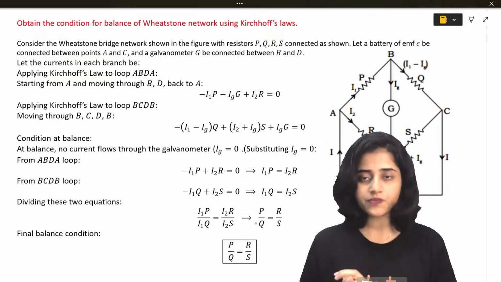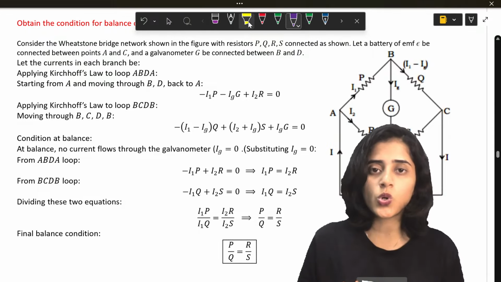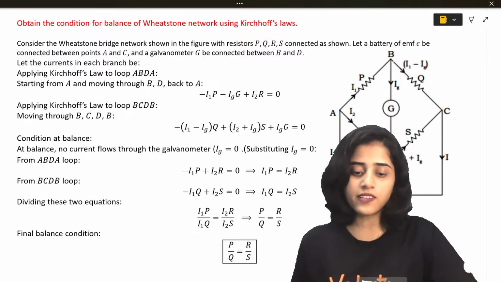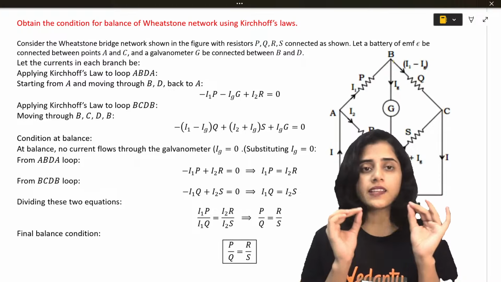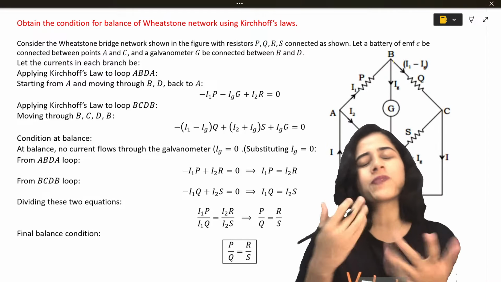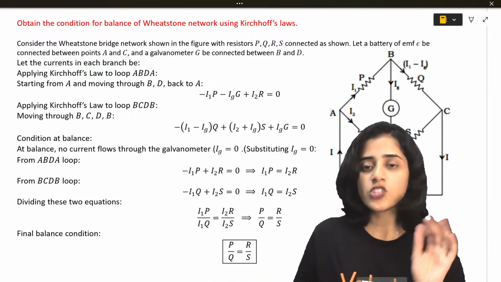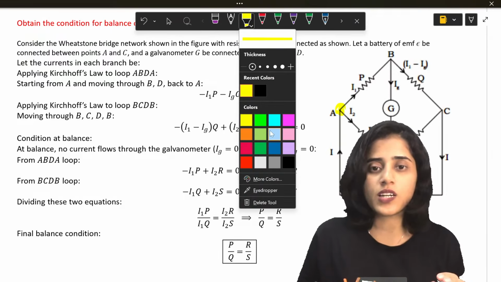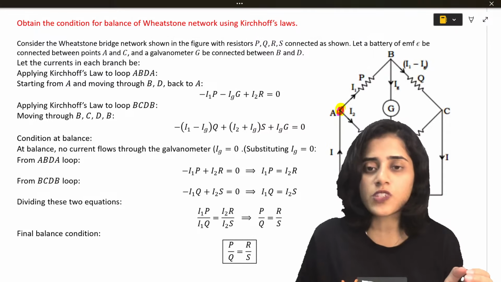So, students, listen to me carefully. I'll explain Kirchhoff's laws carefully. Obtain the balancing condition for a Wheatstone's network using Kirchhoff's law. So I'm going to start from this point. Yellow is a color that you can't see, let me take purple. I'm going to start from this point.